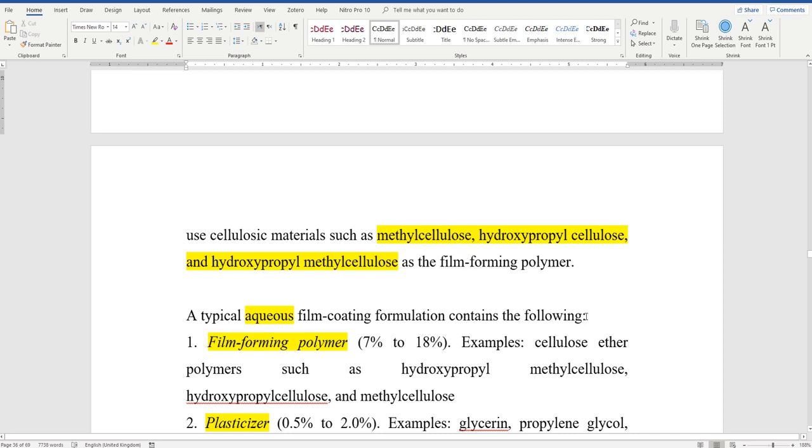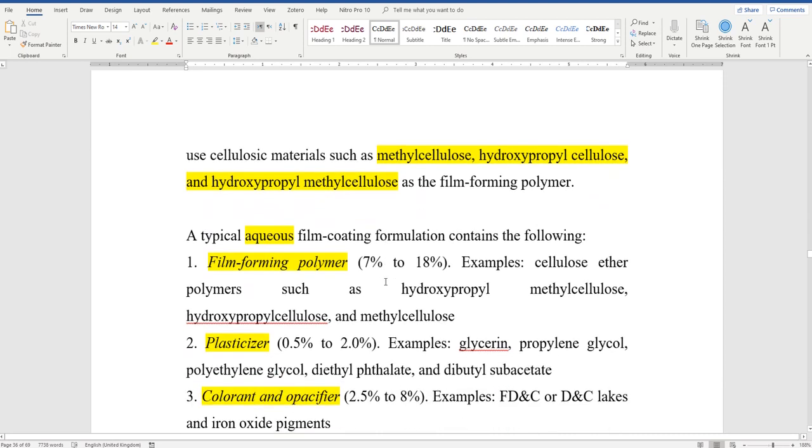You have methyl cellulose, hydroxypropyl cellulose, and hydroxypropyl methyl cellulose. So these are other polymers that you may use.